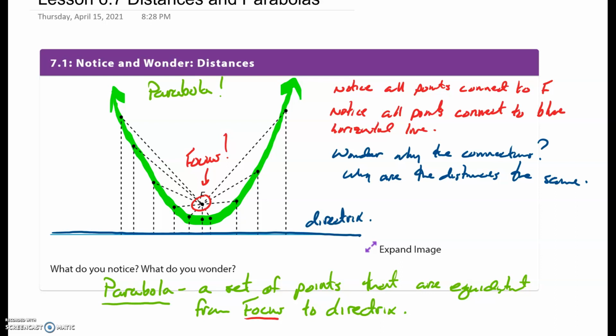Okay? So what is the definition of a parabola again? Well, the parabola is the set of all points whose distance from the focus to the point is the same as the distance from that point down to the directrix. If those distances are the same, then that point must lie on the parabola. Okay?